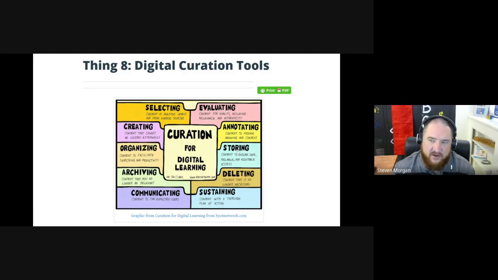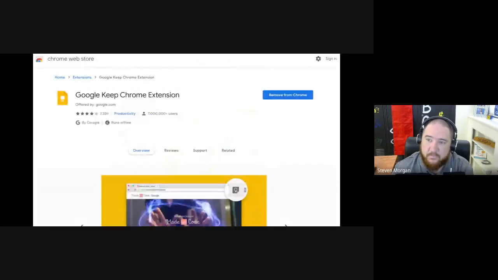But what about the storing of them? What about the annotating of them? Deleting them if they're no longer useful, sustaining them, archiving them, and so forth. So it's the different steps. And again, whenever you click on this, there's a website that goes with it.